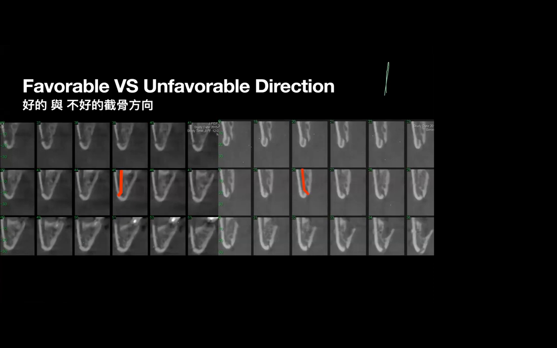And then for most cases, basically I want to create a fracture line like the right-hand side. So basically the direction should be a bit tilting lingually, and then you create an adequate lingual weak point, then you can create the fracture pattern that we prefer.